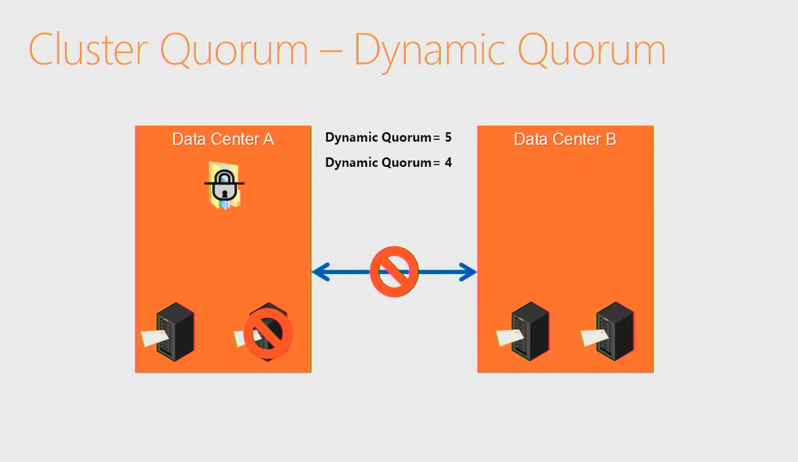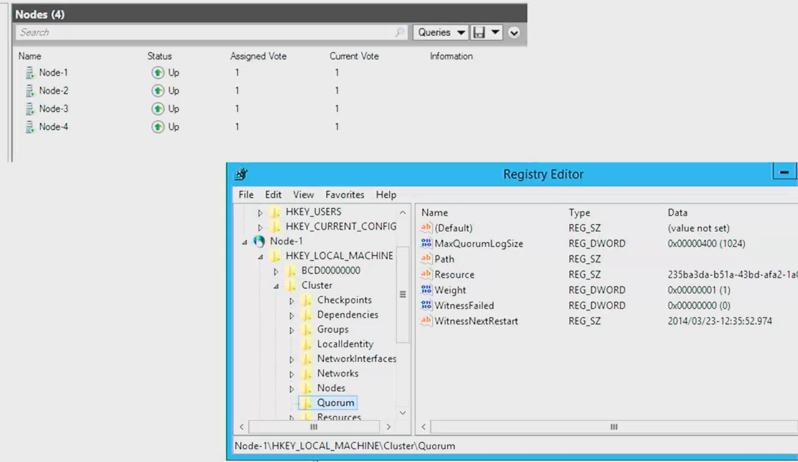So for example, if you look at my screenshots here, you can see all 4 nodes are up, and all 4 nodes currently have a vote, which, by the way, if you have not taken a look at 2012 R2's Failover Cluster Manager, it's awesome, right? All this stuff is now surfaced for you right in the Failover Cluster Manager. You can actually see this. And if you look here, under the cluster hive, under quorum, you'll see the witness weight right here. And you can see right now that the witness weight is 1, which means the witness has a vote, right?